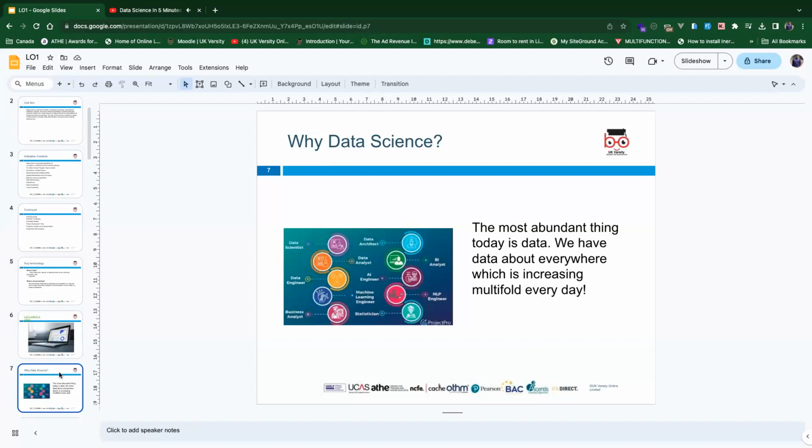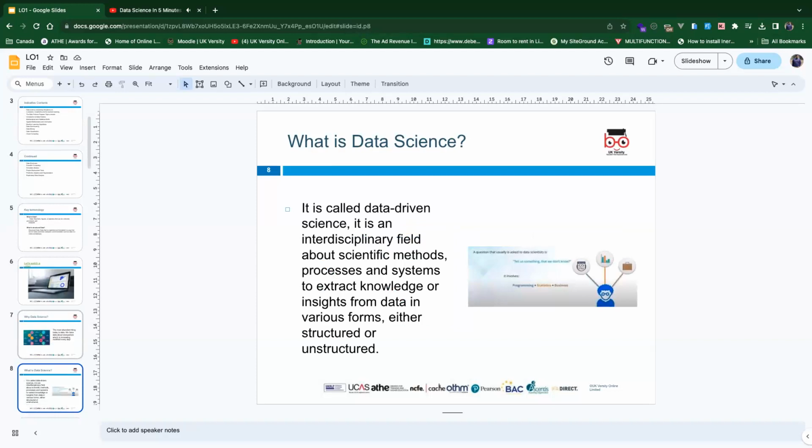So the next question we have to ask ourselves is, why data science? The most abundant thing today is data. We literally have data everywhere, which is increasing multifold every day.